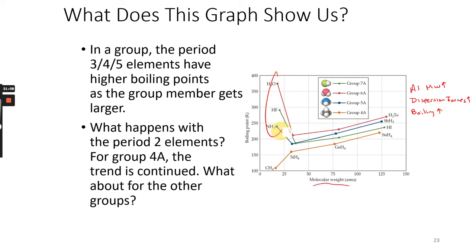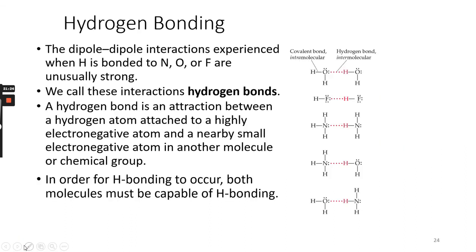But we have these anomalies right here. These are much higher than everything else. What is going on with those three molecules? Everything else here follows. It's increasing, increasing, increasing. So what is happening with period 2 elements? Well, we have something called hydrogen bonding. Hydrogen bonding is a dipole-dipole interaction when hydrogen is bonded to nitrogen, oxygen, and fluorine.